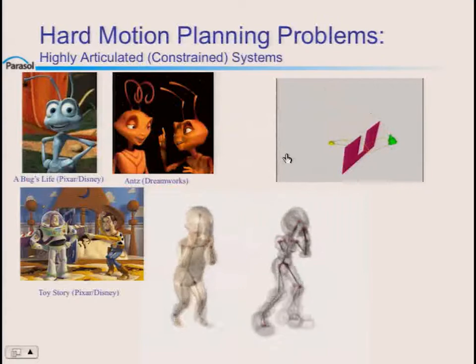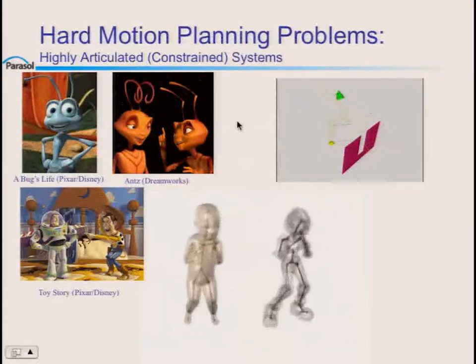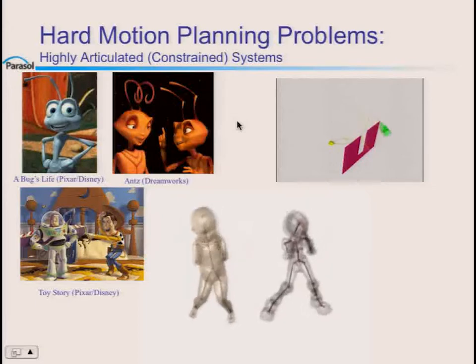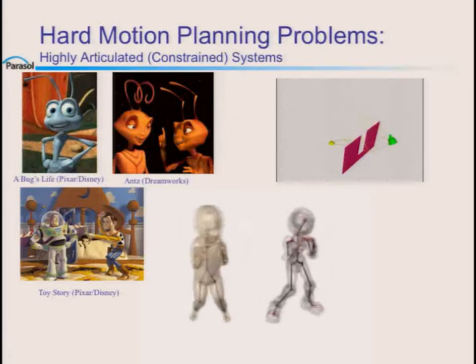Here you have basically some closed chains, it's hard to see, but there are three series of closed chains that need to be moved together, and this is a difficult problem to plan for.